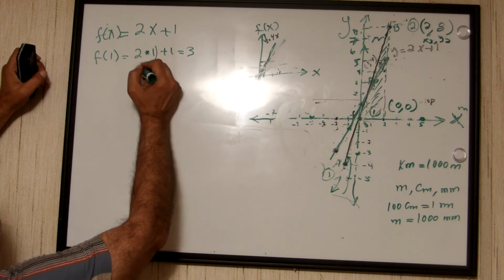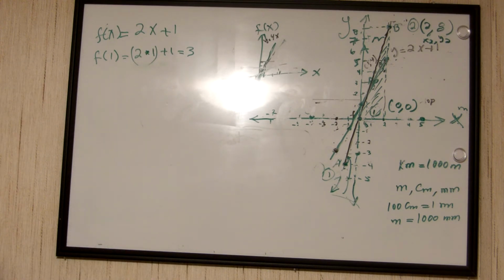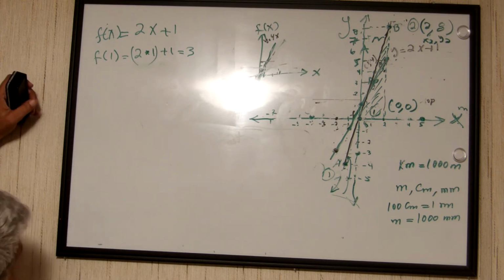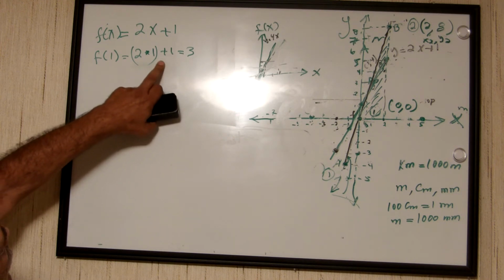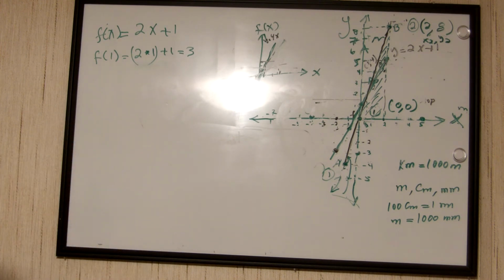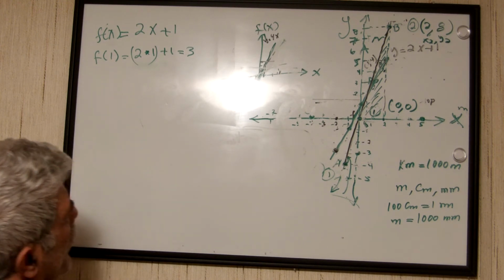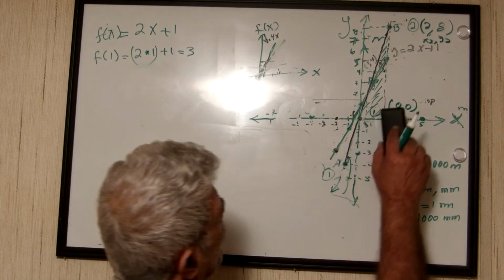2 times 1. In the priority we use, addition, subtraction, and we first multiply 2 by 1 and then add 1. So let's do the same thing with this equation.